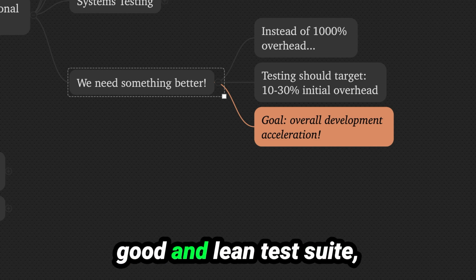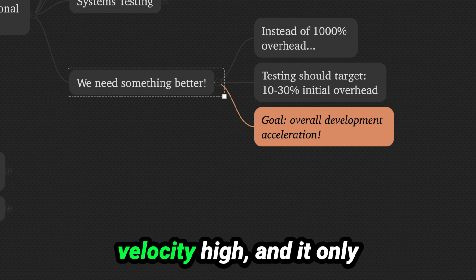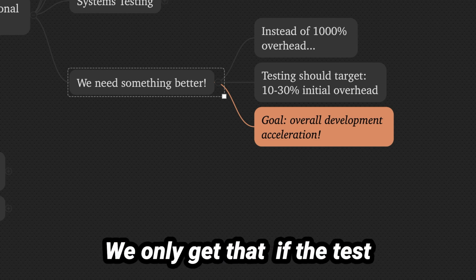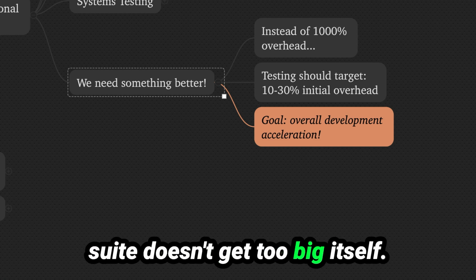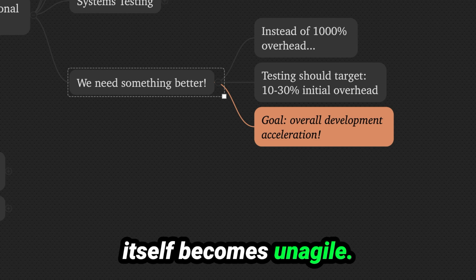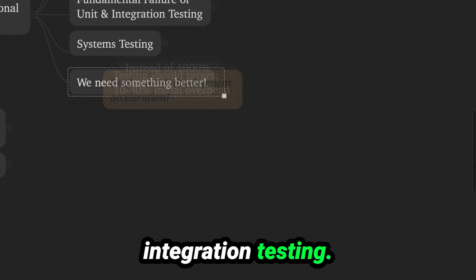If we have a good and lean test suite, then we can keep our code velocity high, and it only costs us 10% extra. We only get that if the test suite doesn't get too big itself, because if the test suite gets big, then it itself becomes unagile. So here is what we're going to do. We're not going to do unit testing. We're not going to do integration testing.